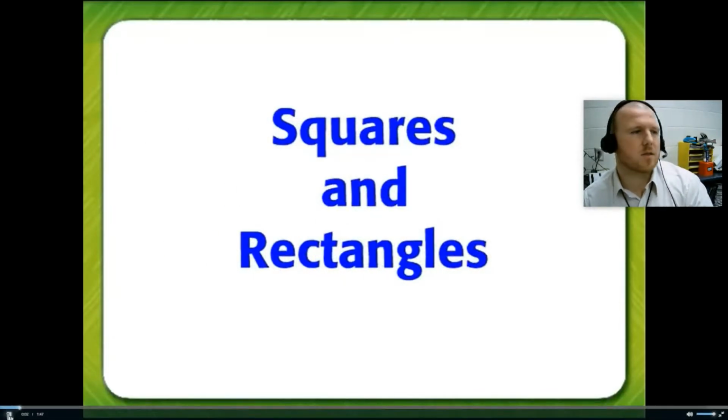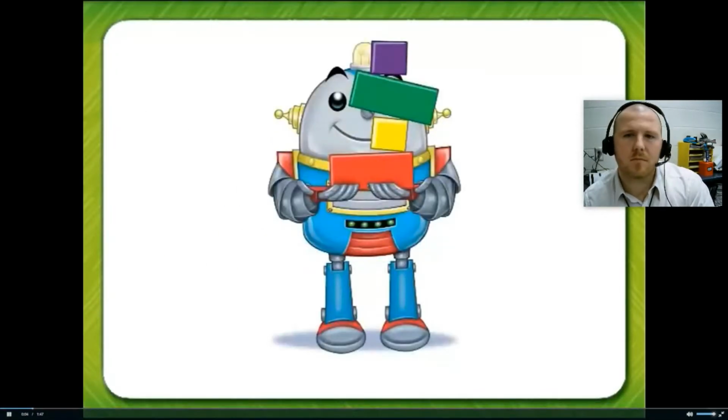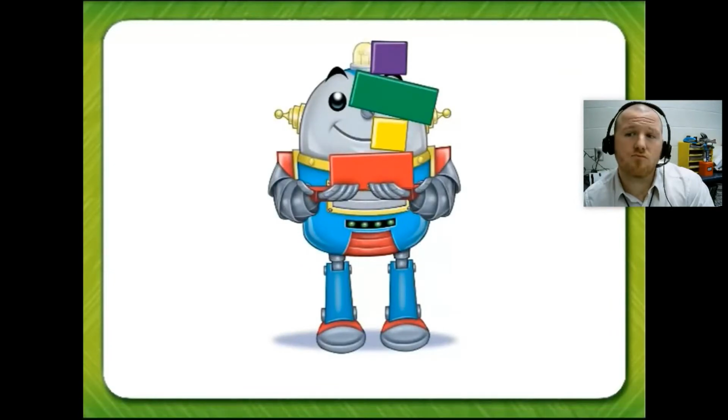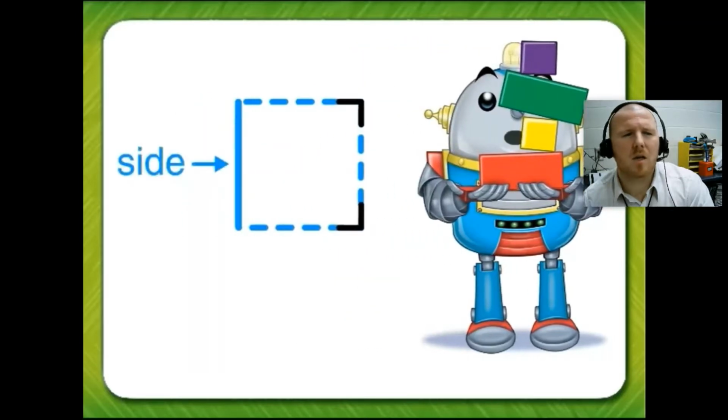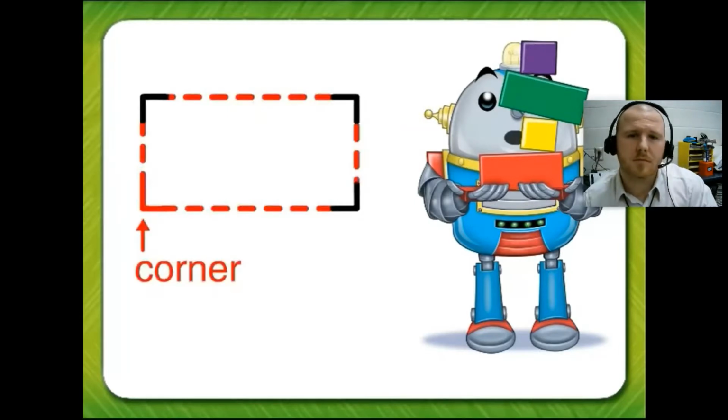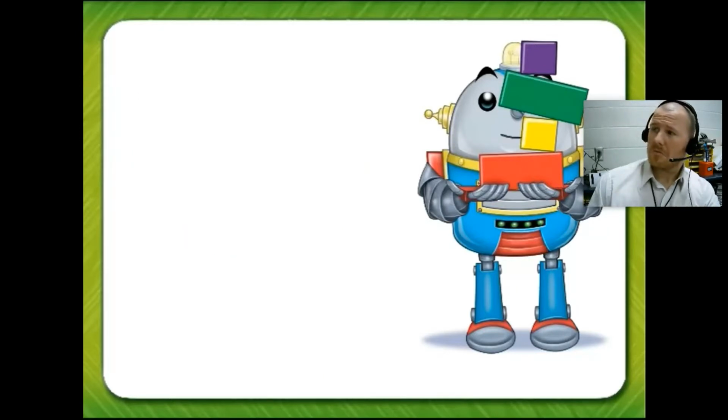Squares and rectangles. Matthew Cantu has his hands full. He has a stack of rectangles and squares, and 2 new words. The 2 new words are corner and side. The side of a figure is one of the straight lines that make up the figure. The corner of a figure is where 2 sides come together. You can use these 2 words to describe a rectangle and a square.